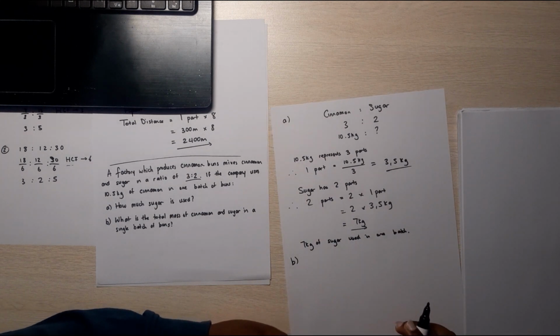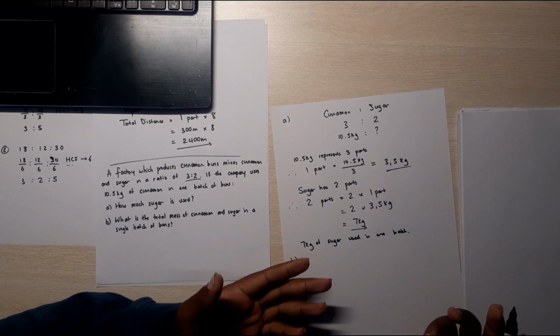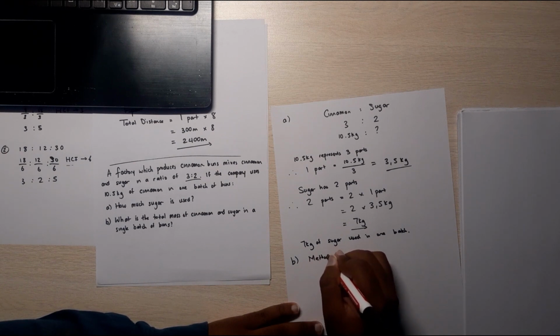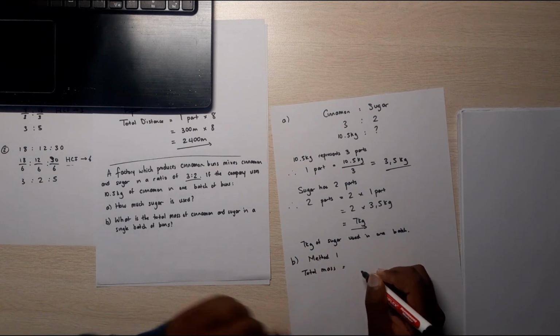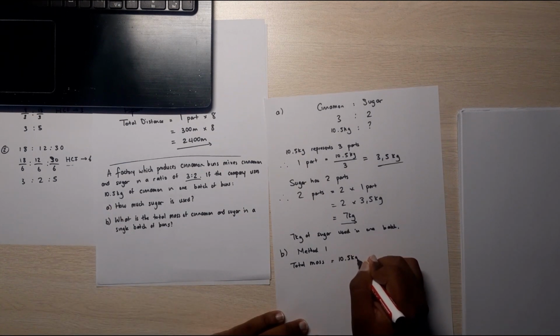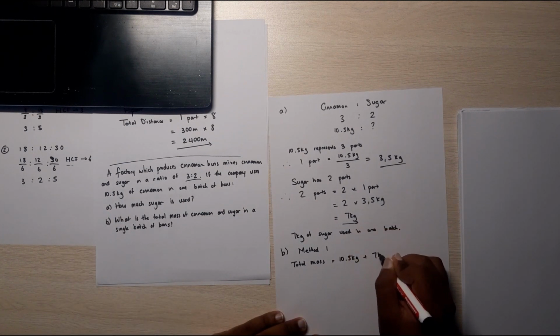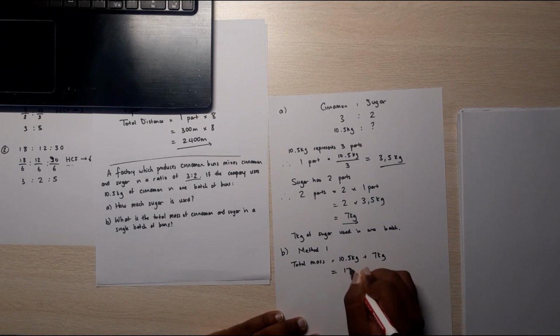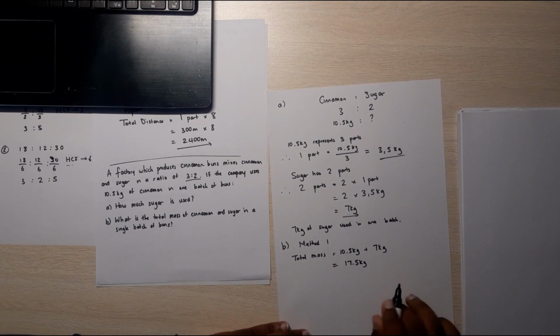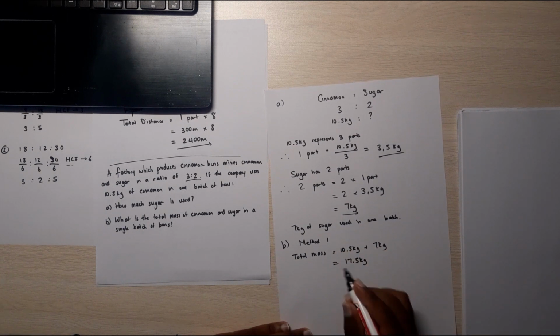Now, for B, there are two methods. Method one is simply add the 10.5 from here plus the 7 kg. This gives us 17.5 kgs. This is cinnamon, this is sugar.